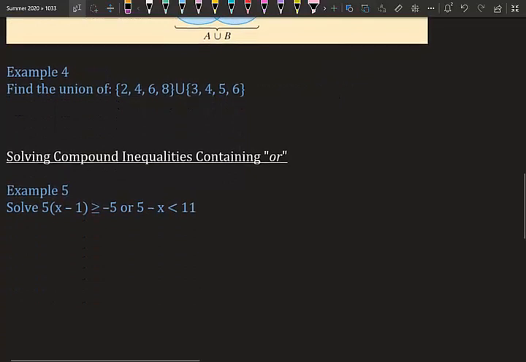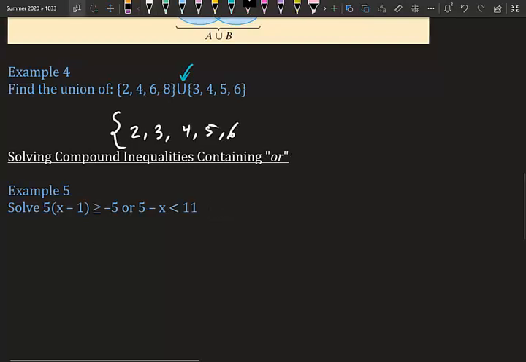So example 4, let's find the union of {2, 4, 6, 8} and {3, 4, 5, 6}. And I know it's union because of the U symbol. So union means bring together. So I'm just going to write all the numbers together. And remember, we never write things twice. So if there's two of a number, just write it once. So we have 2, 3, 4, 5, 6, and 8. And there's our union.